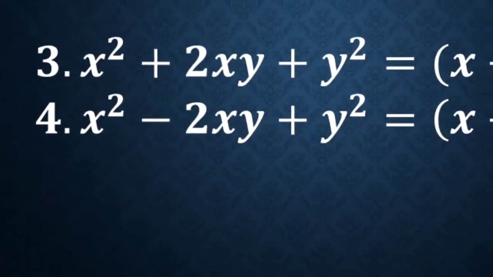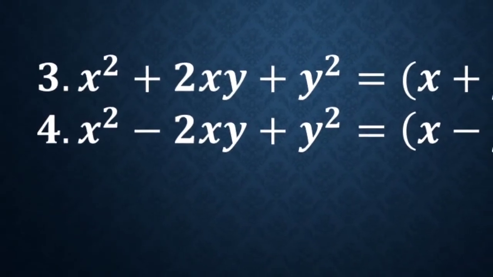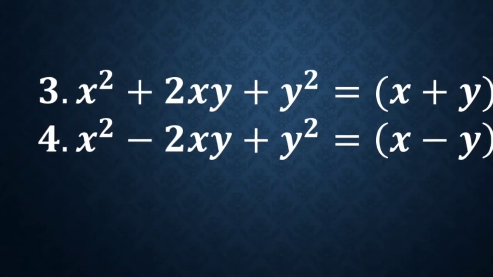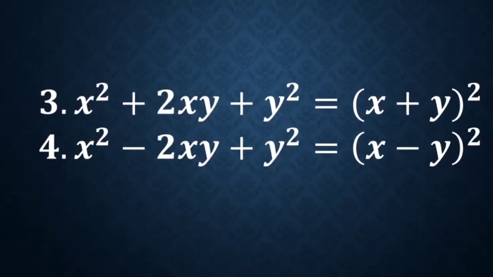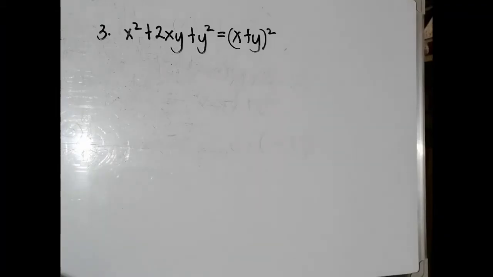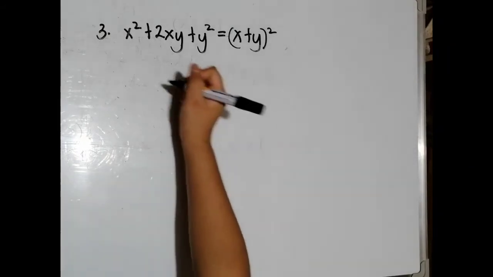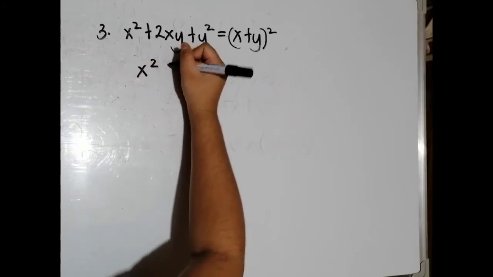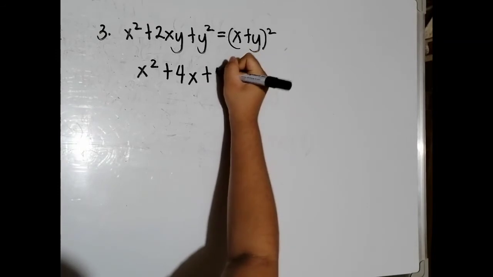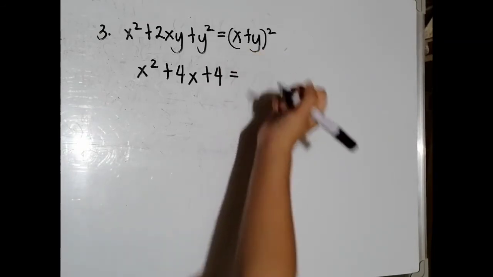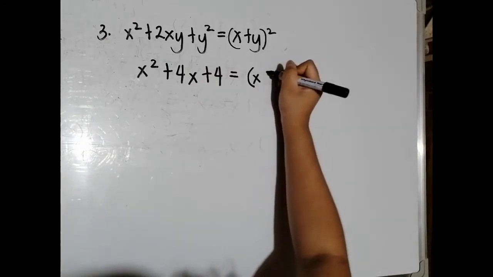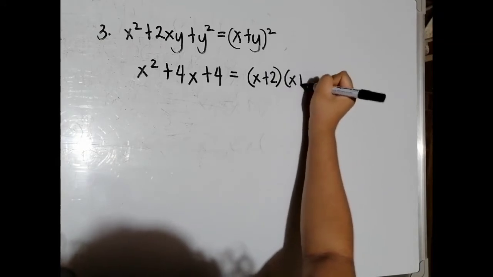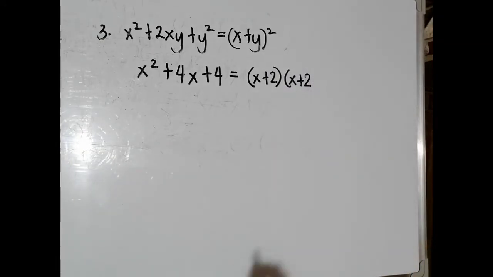Now, how are we going to factor x squared plus 2xy plus y squared and x squared minus 2xy plus y squared? You need to distinguish their signs. Okay, first, let's have this x squared plus 2xy plus y squared. Based on the pattern, we will be having x plus y squared as their factor. Example, x squared plus 4x plus 4. The square root of x squared is x, and the square root of the last term, 4, is 2. We have the factors x plus 2 and x plus 2.